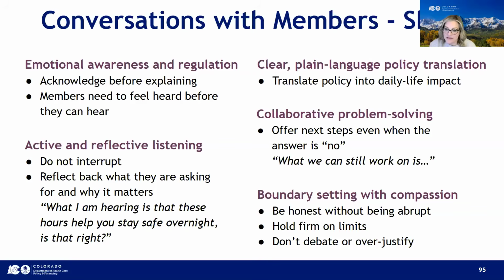Saying no is not the end of the conversation. Really, the goal is to understand and plan for next steps. Sometimes that next step might be an appeal. There might be other next steps to take before that. You've got to have those conversations. Clarity is kinder than ambiguity, and clear limits reduce confusion and distress over time. You don't have to convince the member that the change is good, but you do need to explain it accurately and compassionately.